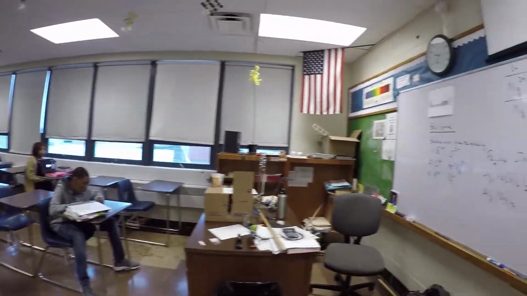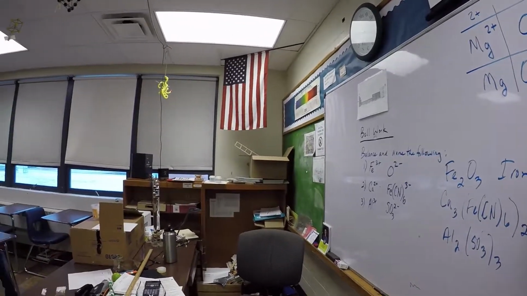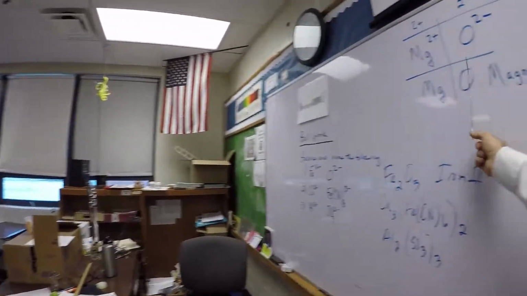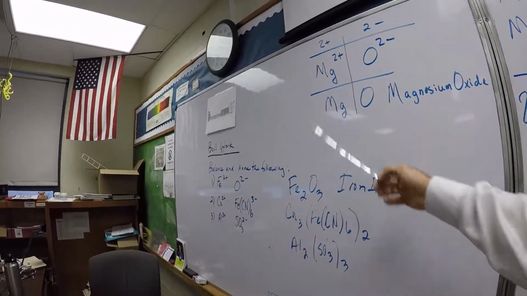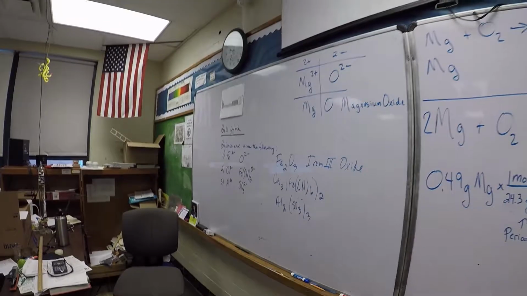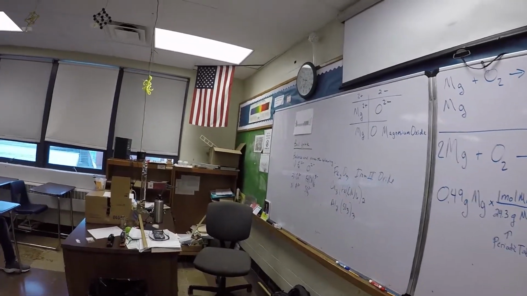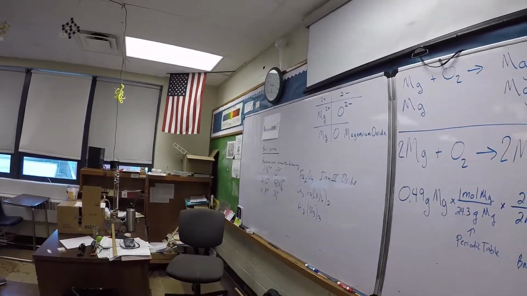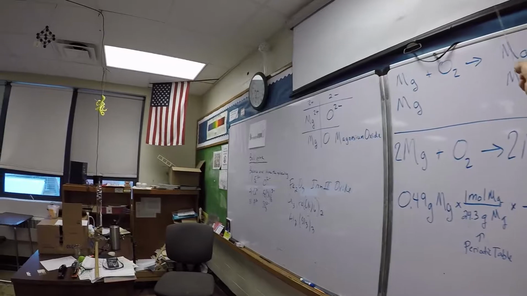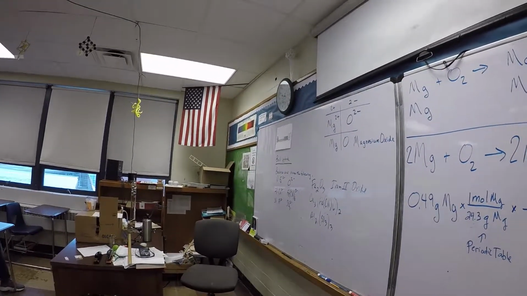Now, this is a 2 positive, 2 negative. That's why it's MgO. We've been doing this, balancing ions to make compounds. Magnesium oxide. So this is the balanced equation for this. You've got some magnesium plus some oxygen, you make magnesium oxide. The problem here is you've got 2 oxygens here and 1 there. So I have to double this. I'm going to make 2 of these.